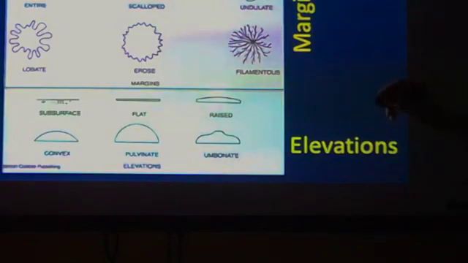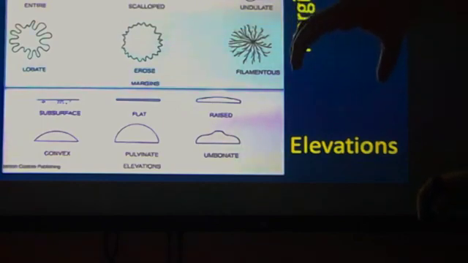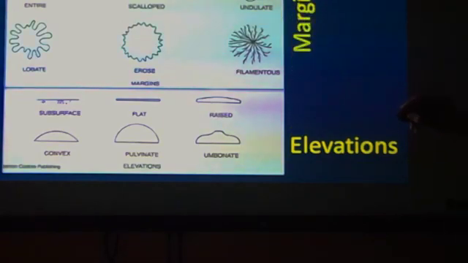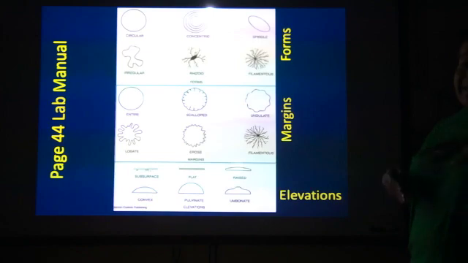Is it convex, where you can see that it's higher than it would be if it was just raised? Is it pulvinate, where you actually have this huge lump of bacteria? Or is it umbonate, where you have a raised center portion, but the rest is just kind of convex? Each of these characteristics may be different for each bacteria.